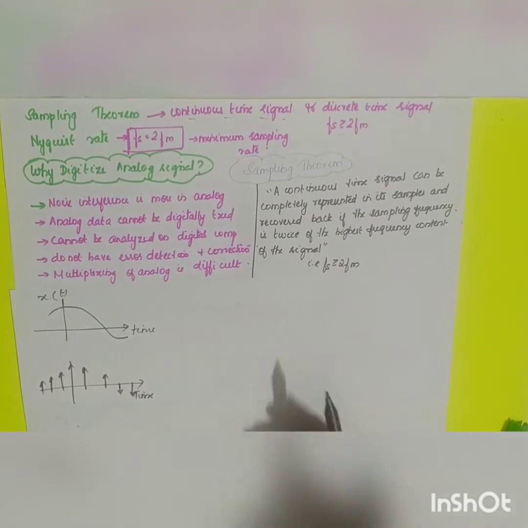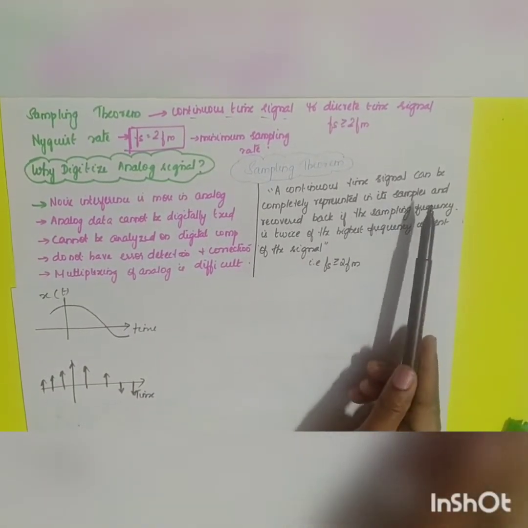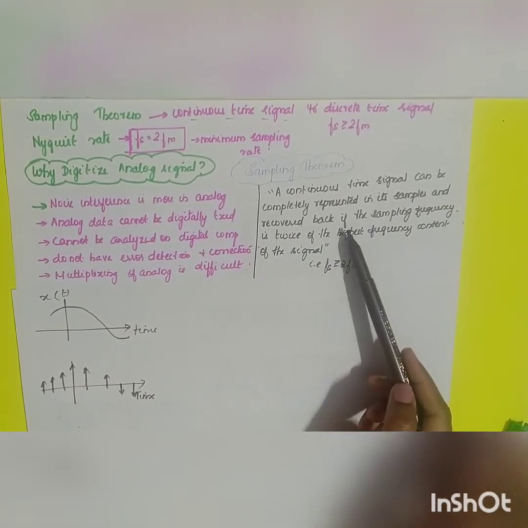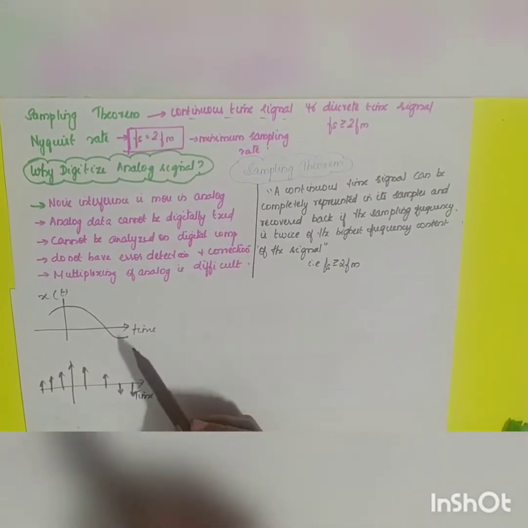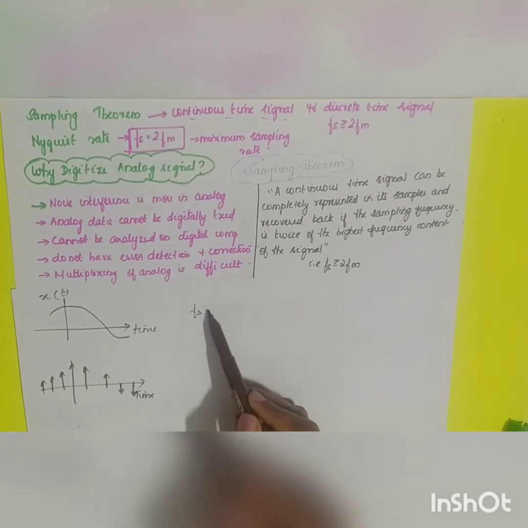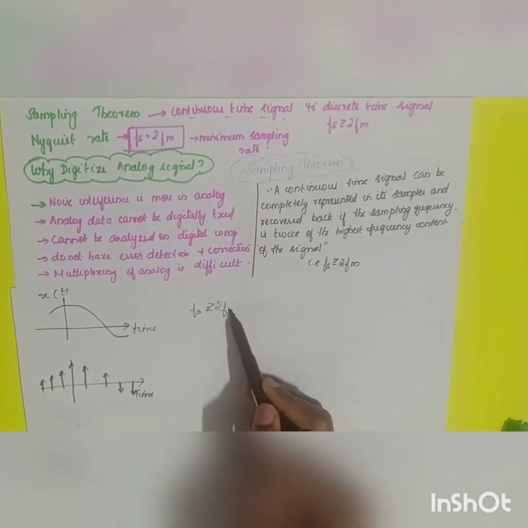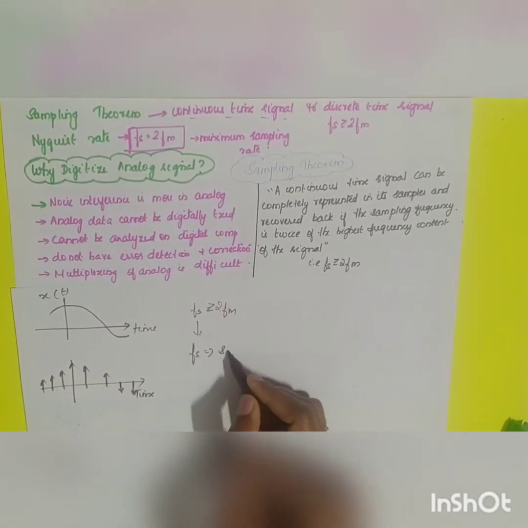Now, what is meant by the sampling theorem? A continuous time signal can be completely represented in its samples and recovered back if the sampling frequency is twice the highest frequency content of the signal. So the sampling theorem states that this discretized signal can be reconstructed back only if the sampling frequency is greater than or equal to 2 times Fm. So what is Fs? Fs is nothing but the sampling frequency.